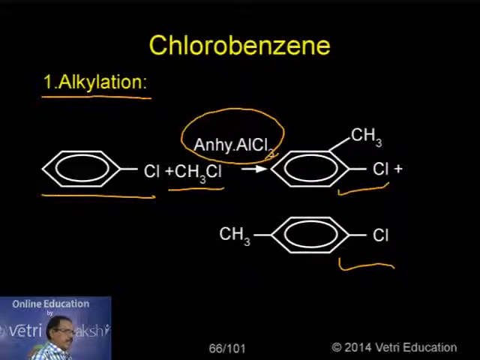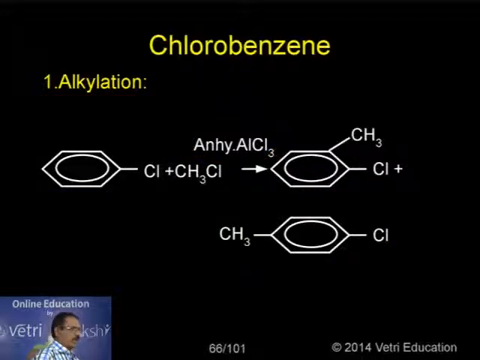The reason here is that chlorine is an electron releasing group, ortho-para orienting. So when we are treating with methyl chloride, methyl plus is going to attack. It will attack ortho and para. That's why we get a mixture of 2 products. This is called alkylation.